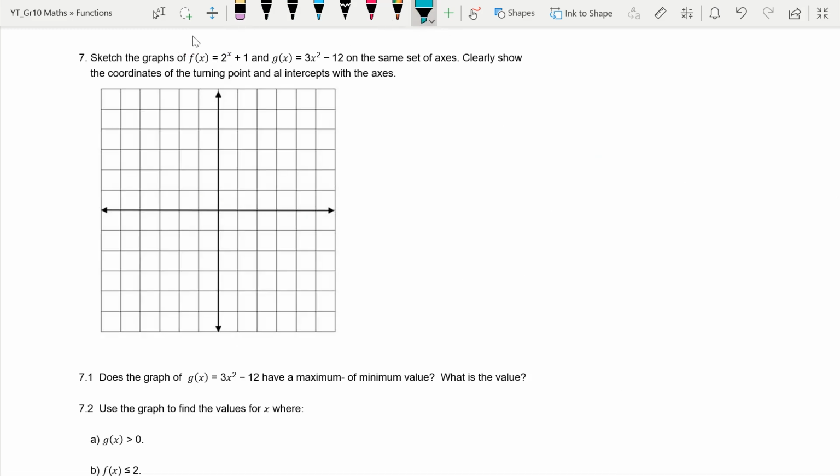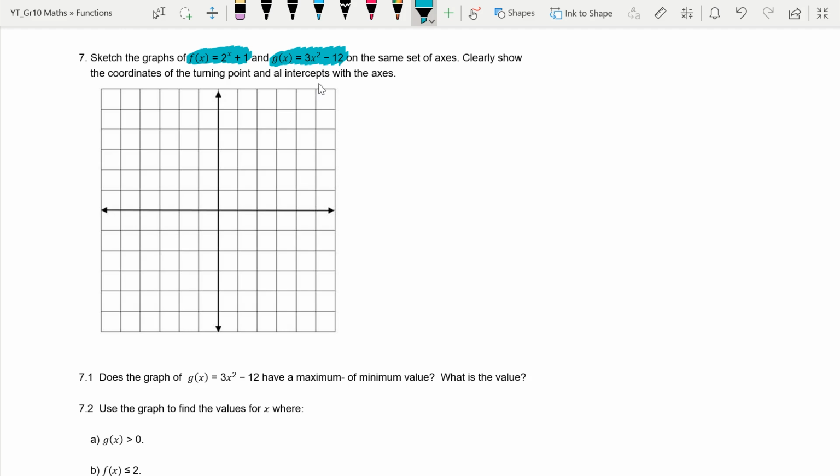Okay, question 7. Sketch the graph of that. We immediately, grade 10s must be able to identify that as an exponential function because the x is part of the exponent. And then also g of x, where that would be a parabola. How do we know that? Because our x is being squared. Okay, we need to draw that on the same set of axes.